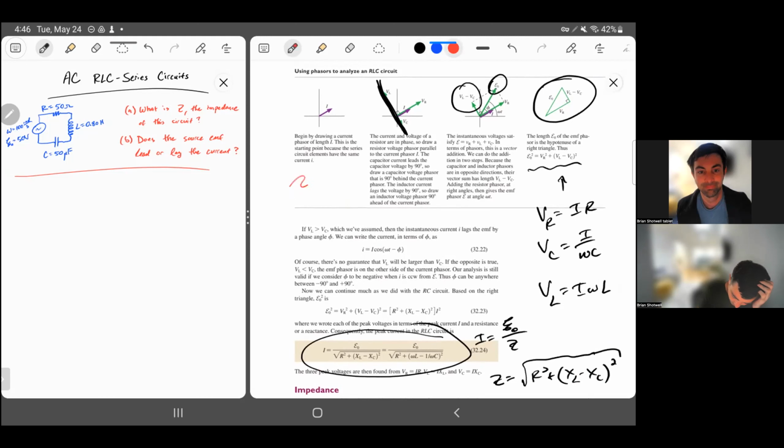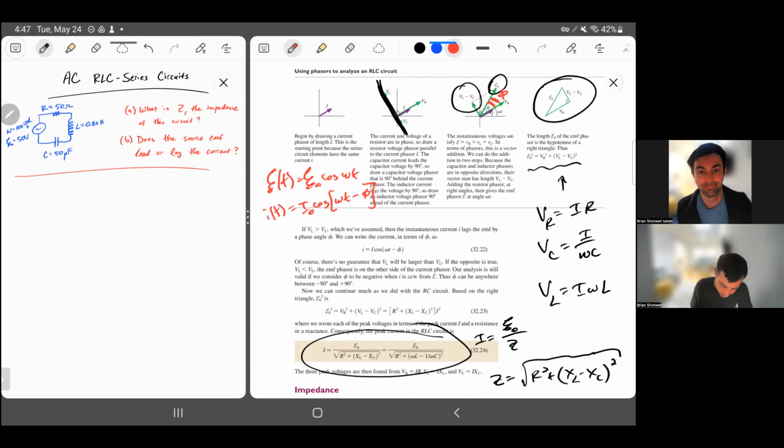Maybe switching thoughts here. The source voltage is E naught cosine omega t. The current phasor is some max value cosine of omega t minus phi. So we're going to define this phase angle phi to be the angle by which the current lags the source. So in this picture right here, this angle right here is phi. It's the angle that E naught is ahead of I. So if phi is positive, then it looks like this. If phi is negative, then the source voltage phasor is actually lagging behind the current phasor.